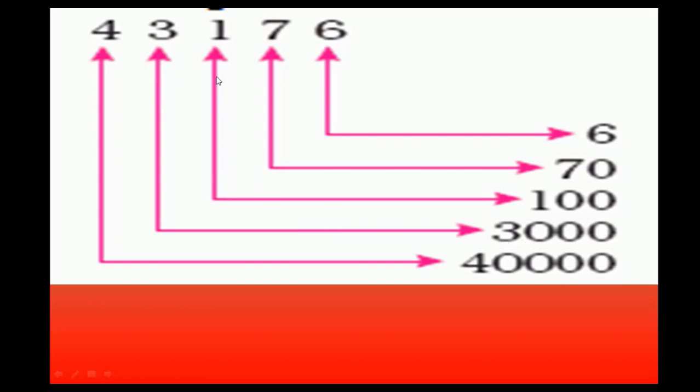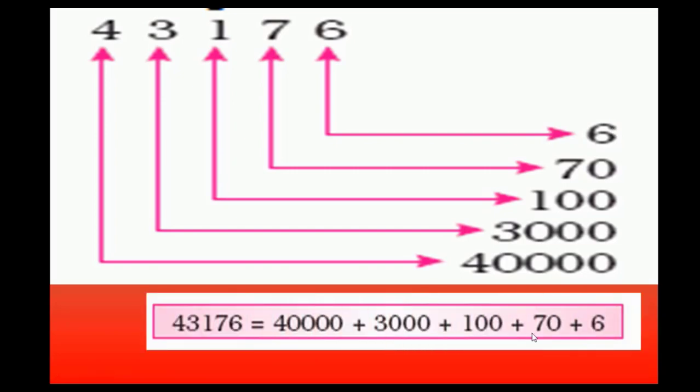1 is at 100 place, so the place value of 1 is 100. 7 is at 10's place, so the place value of 7 is 70. 6 is at 1's place, so the place value of 6 is 6 ones or 6.